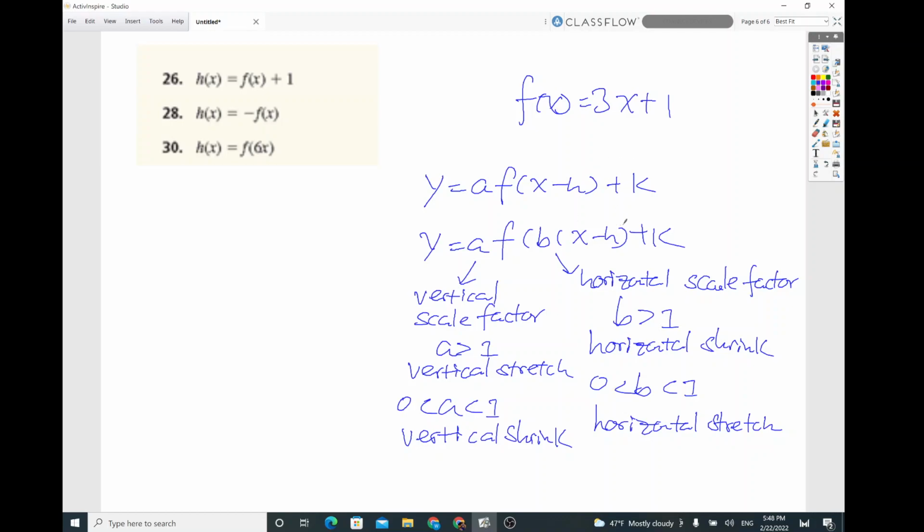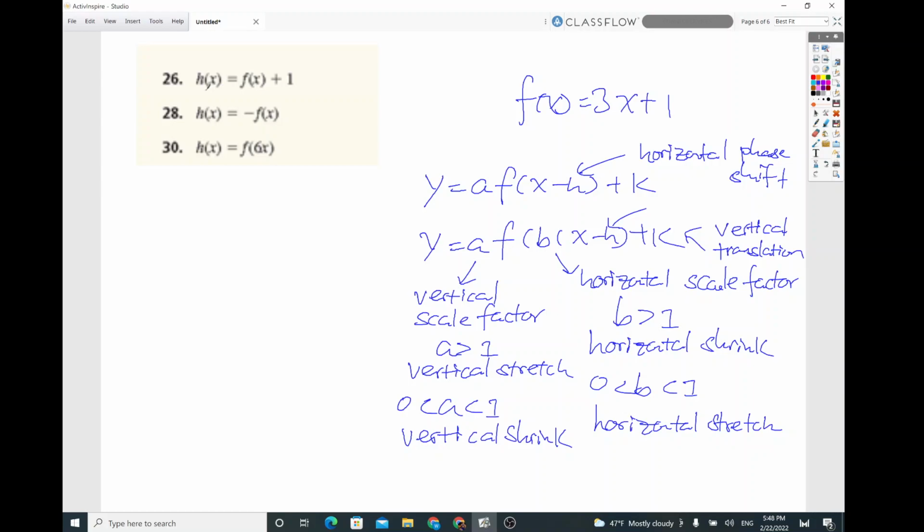And then h right here is called the horizontal phase shift. That means you want to shift the graph either to the left or to the right. And then the value of k is called the vertical translation. That means it shows whether the graph is moving upward or downward.